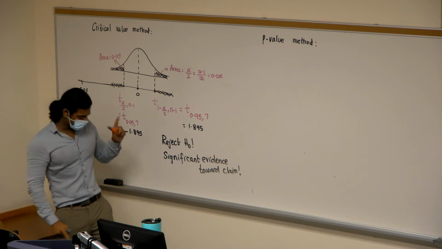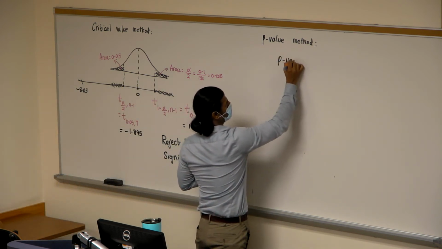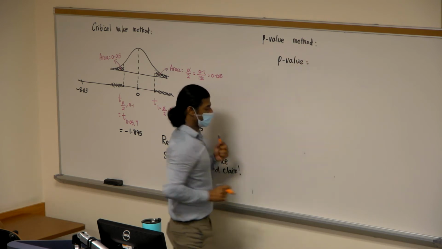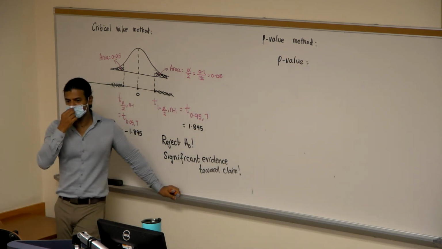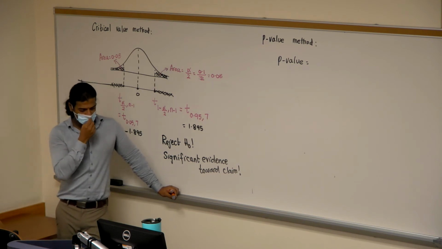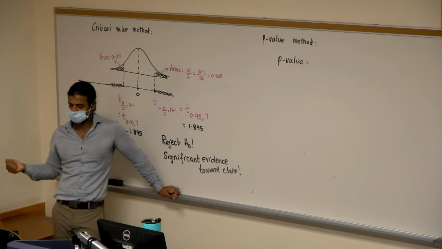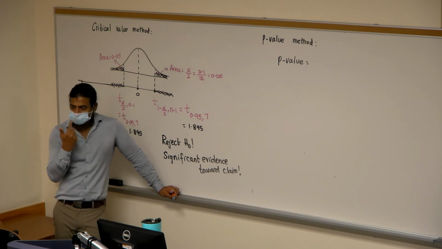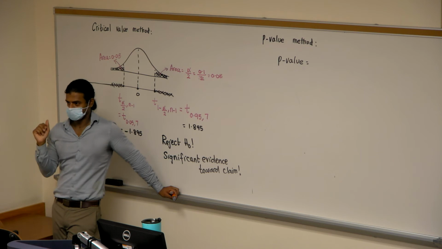So this is a two-tailed test. For a right-tailed test, we know the p-value is the area above the test statistic. For a left-tailed test, we know the p-value is below the test statistic. This is a two-tailed test, so what is the p-value? You should know this by now.